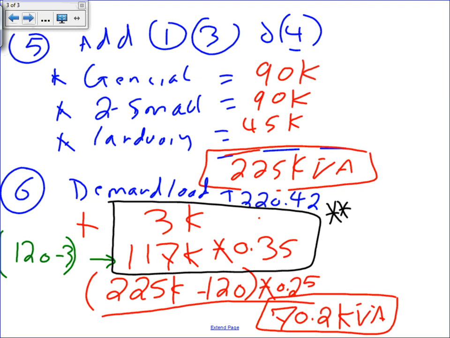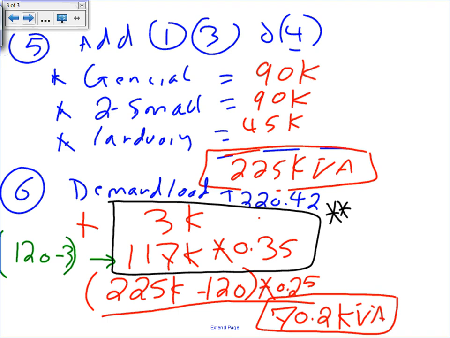You got 3,000. That's the second number. The second number, 117 times 0.35. Okay. 117 times 0.35, plus 3, plus open bracket 225 minus 120, close, times 0.25, equals 70.2. Anybody came up with something different? I came up with 70.2 again. Yep, 70.2. I have a second, a third, a fourth. Okay, let's check. No problem.